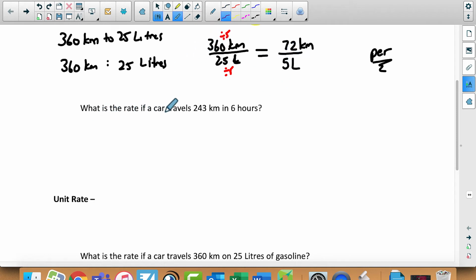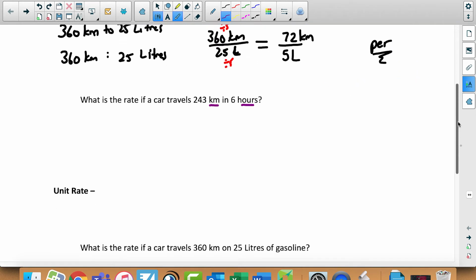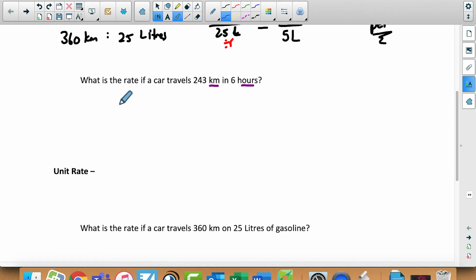Alright, what's the rate if a car travels 243 kilometers in 6 hours? So again, we have two different units. We have kilometers and we have hours this time. We're comparing distance and time. What did we compare last time? We compared distance and volume, the amount of gas. So this time it's distance and time. Same sort of thing. We're going to go 243 kilometers. Decide which form of the ratio you want to do. What the heck, I'll do it this way this time. To 6 hours.